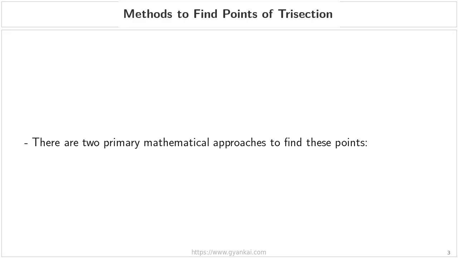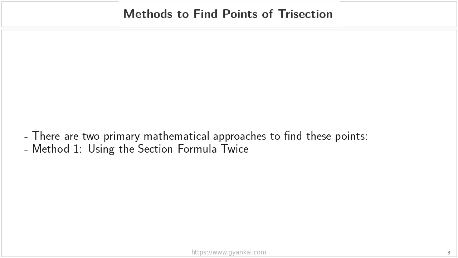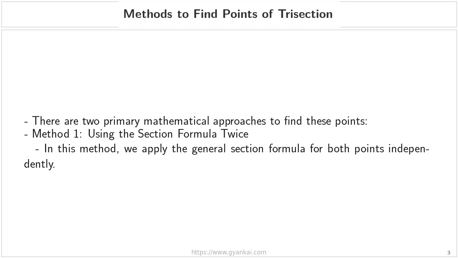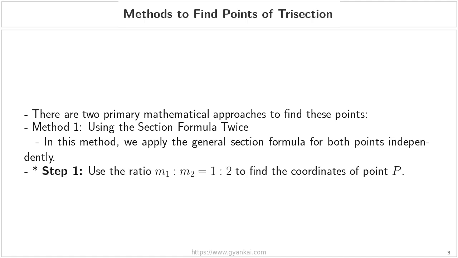Methods to find points of trisection. Now that we understand the concept of trisection and the specific ratios we need to use, let's look at how we actually solve these problems. There are 2 primary mathematical approaches you can take to find these points. The first approach, which we'll call Method 1, is using the section formula twice. This is a very direct method, where we apply the general section formula for both points independently. To do this, you'll follow 2 clear steps.